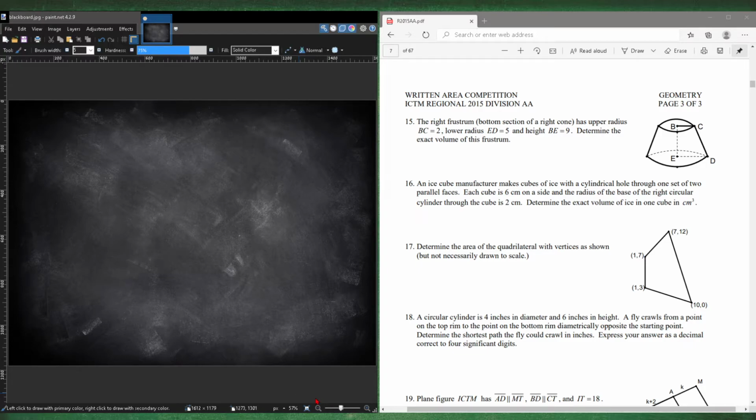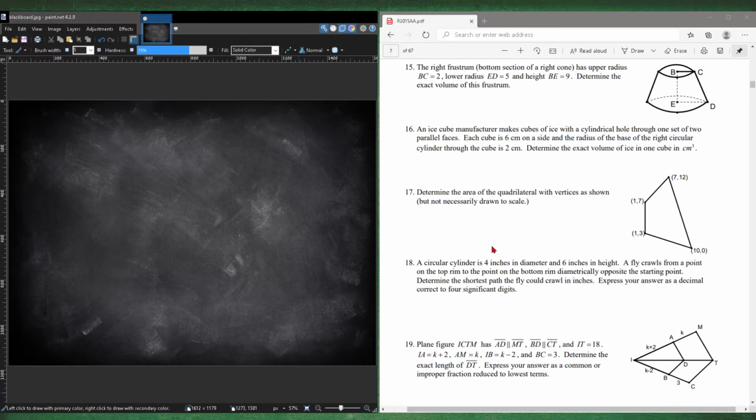All you have to do is recognize it's a cone that's cut, not cut in half, but just cut. Number 17, determine the area of the quadrilateral with vertices as shown. So basically this picture. You could use something called the Shoelace Theorem, and I usually like to start with the point that's farthest to the right. So the most right is (10, 0). Then you go around counterclockwise. The next one is (7, 12), the next one is (1, 7), and the next one is (1, 3). Then you stop when you reach back to your first one, (10, 0).